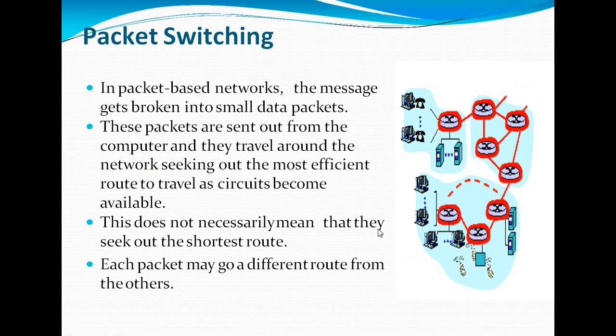In packet switching, the message gets broken into smaller data packets. So the packets are sent out from the computer and travel around the network, seeking out the most efficient routing to travel as circuits become available. So it doesn't necessarily mean that they seek out the shortest route. So each packet may go a different route from the other. Here you can see the red circle shows the packet switching, which is basically used to send and receive messages. They follow the route for transferring the information or the way of communication.